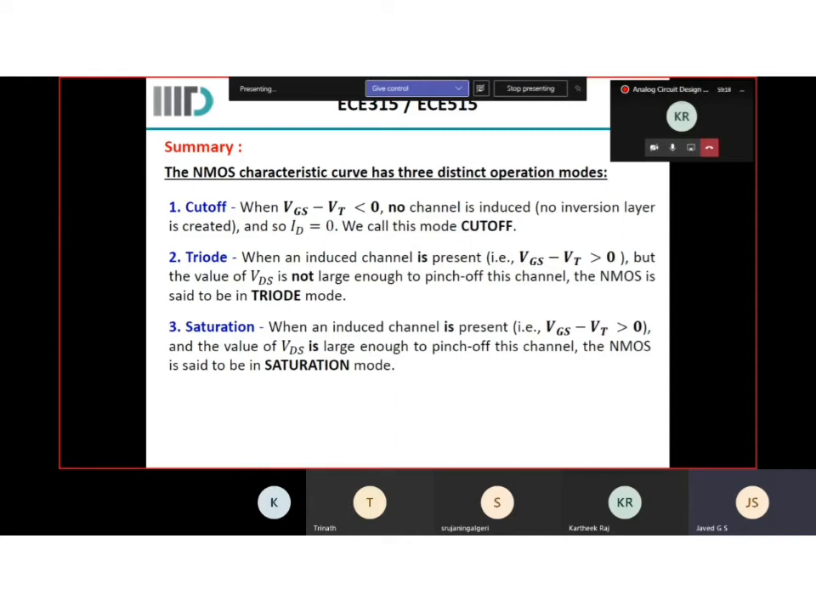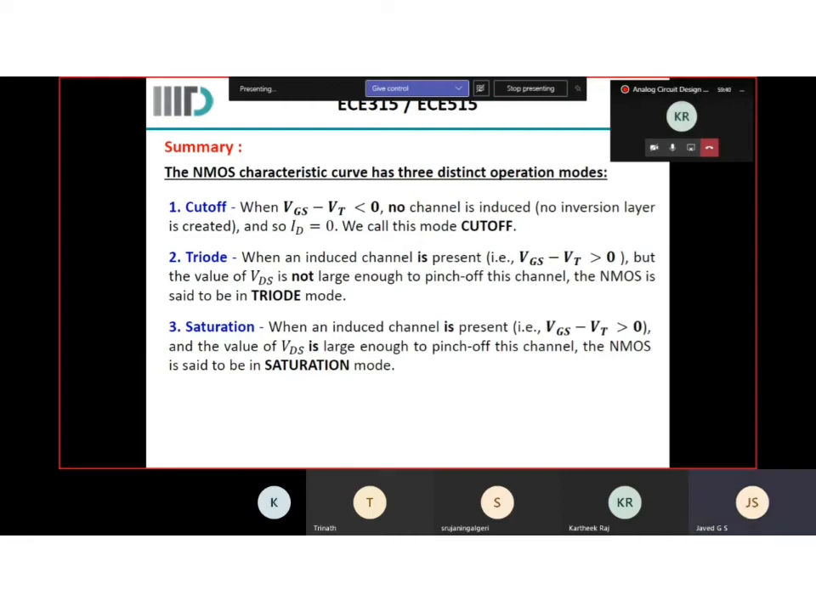Next is when you create a channel where you have a triode region, or instead of triode, I would call it a linear region. So when your channel is introduced, but the value of VDS is not large enough to pinch this channel. Since it is not pinched, a depletion layer is not formed. And this is said to be in the linear region of operation.